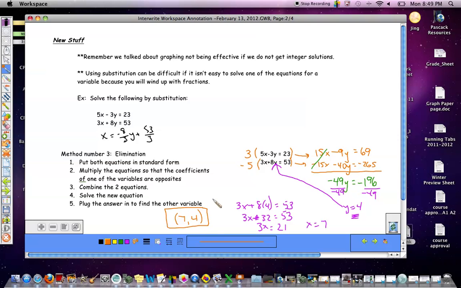Now, if you were to do this by substitution and take this expression here and plug it in for x, you would still wind up with the same answer of 7, 4, but it would be a little bit more obnoxious to do because of the ugly fractions. Now also in this problem, I chose to cancel the x's. If I had chosen to cancel the y's, I have a negative 3y and an 8y. I would have probably chosen to multiply the top equation by 8, which would have given me a negative 24y over here. Multiply the bottom equation by 3, which would give me a positive 24y, and cancel it. If I had done it that way, I still would wind up with the same answer.